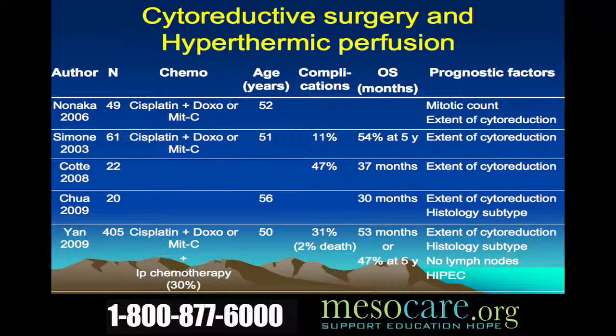Complications are there, and then overall survival is much better than the standard SEER survival of 12 months, and you can see it can be tripled or even quintupled in some studies. And so the prognostic factor associated with this treatment is really the extent of cytoreduction. There are other histology subtypes, no involvement of lymph node, and mitotic count were also positive in some studies.